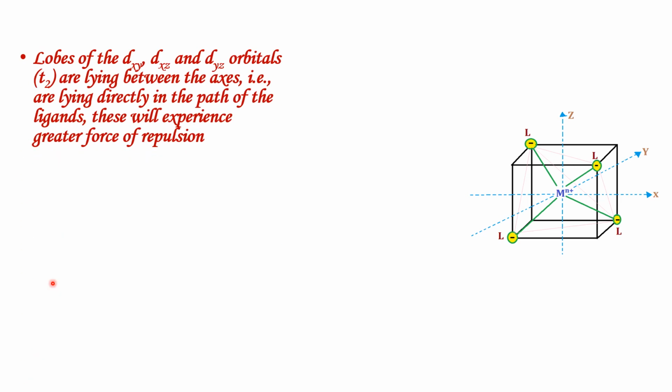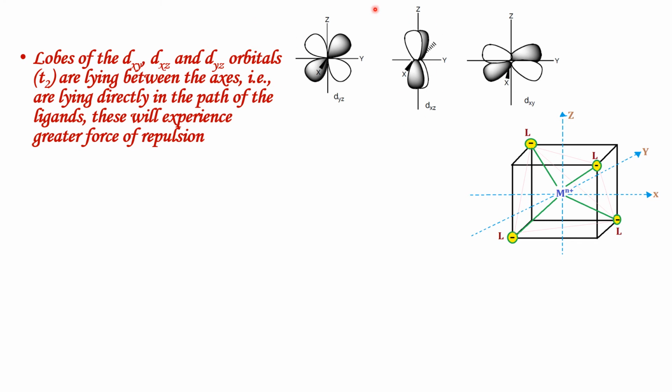The lobes of the dxy, dxz and dyz orbitals, that is the T2 orbitals, are lying between the axes. That is, they are lying directly in the path of the ligands. These will experience a greater force of repulsion. Here you can see the non-axial orbitals, that is dyz, dxz, dxy, whose lobes are placed in between the axes.